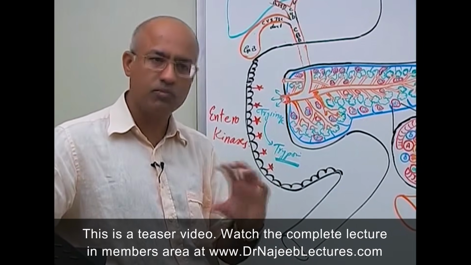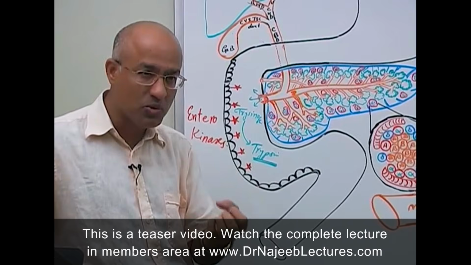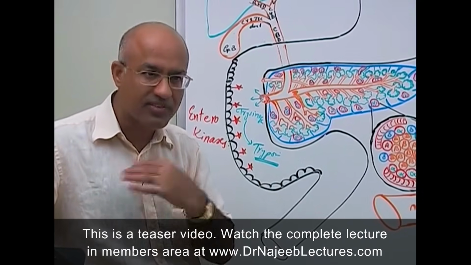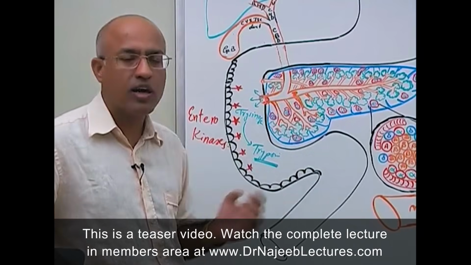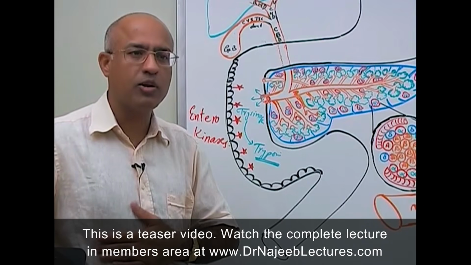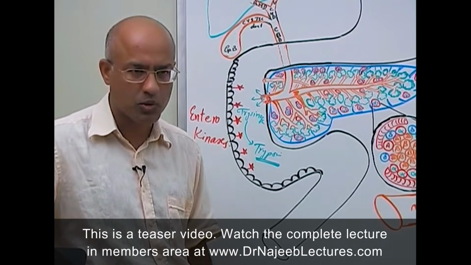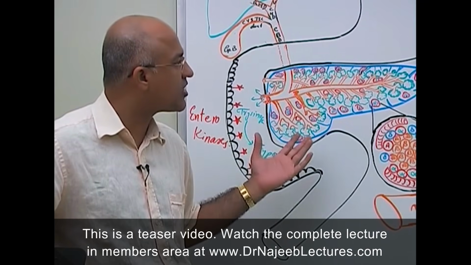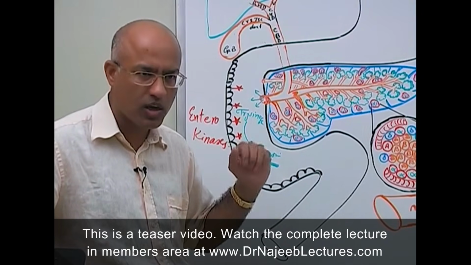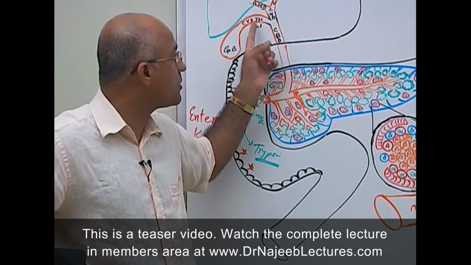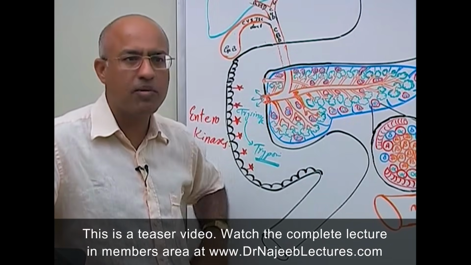They are bulky stools, foul smelling, float in the pan, difficult to wash away, right? All those features. And of course, if someone has chronic pancreatitis from early childhood, he will also have stunting of growth. One of the causes of chronic pancreatitis may be people who take a lot of alcohol, plus people who have gallbladder stones.